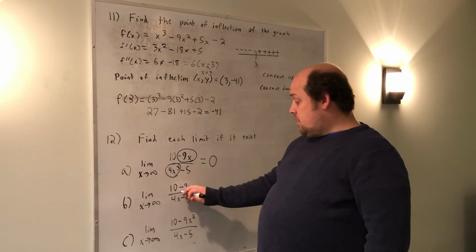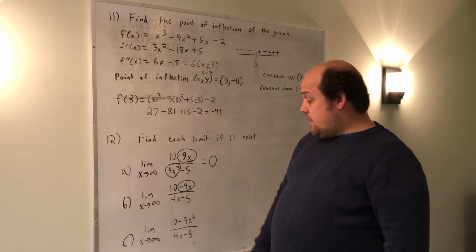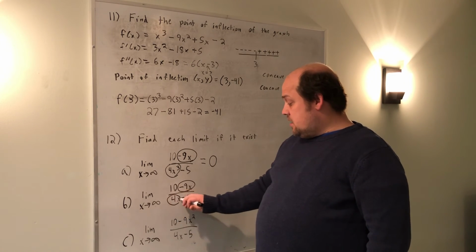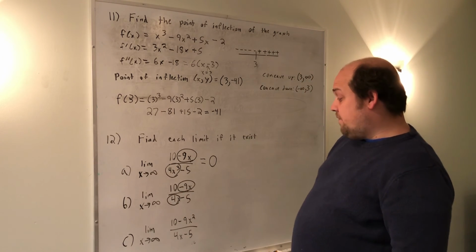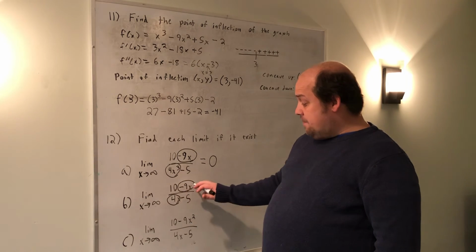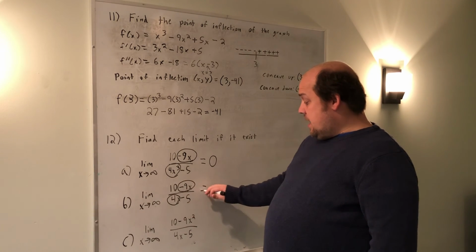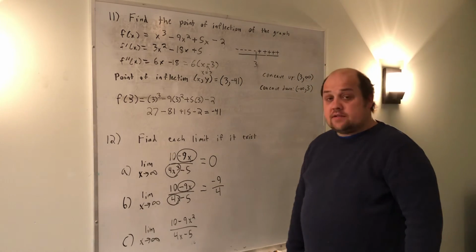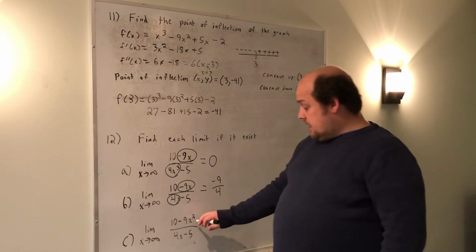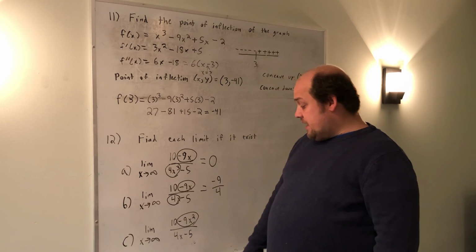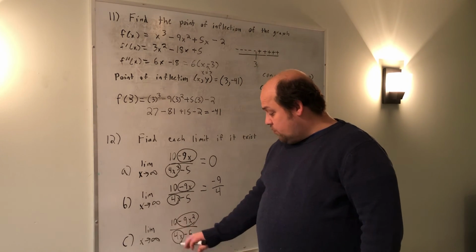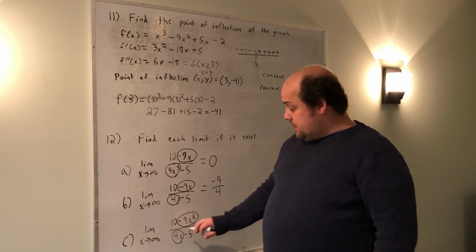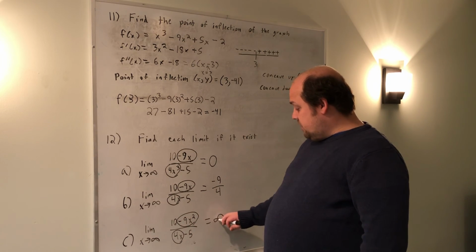For the second one, the top highest power of x is negative 9x. The bottom highest power of x is positive 4x. Since these are the same power of x, the x's go away, and I'm left with a fraction of the coefficients, negative 9/4. In the final one, the highest power of x on top is negative 9x squared. On bottom, it's 4x. Since the top is bigger than the bottom, my answer is infinity.